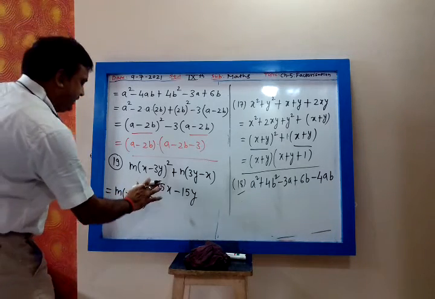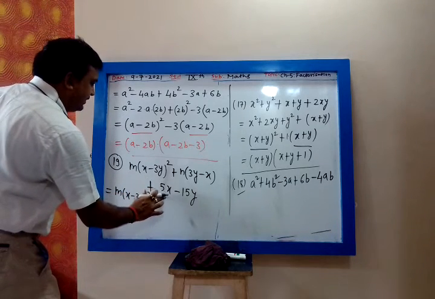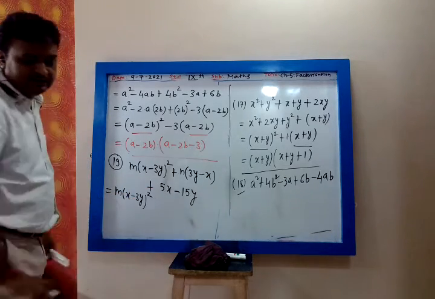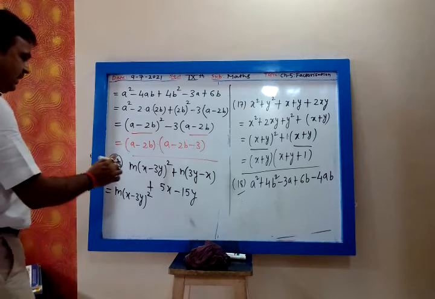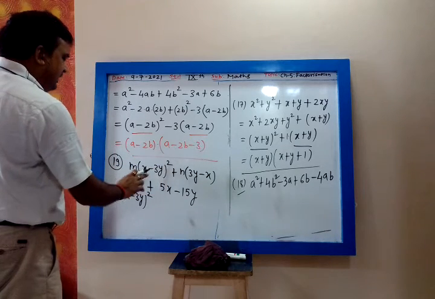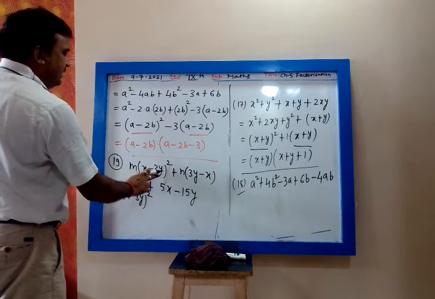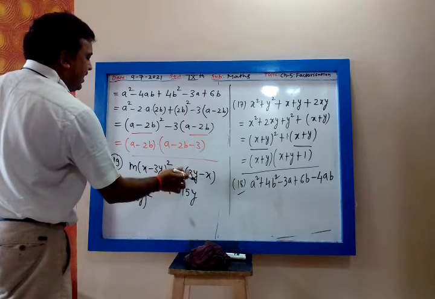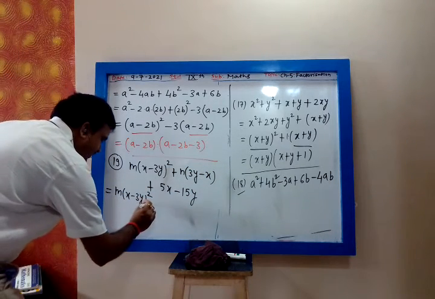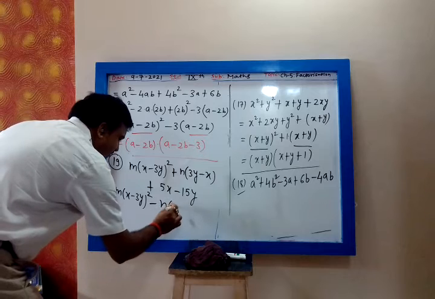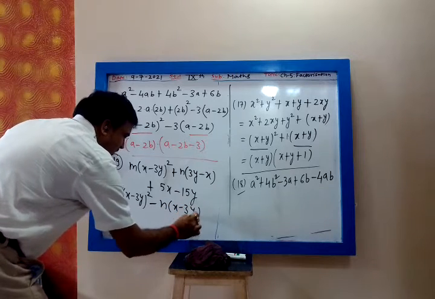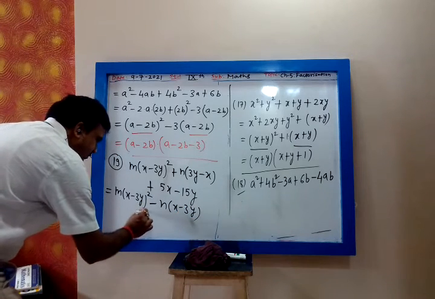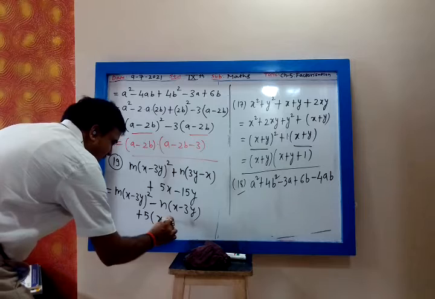Sorry, it is not 15x, it is 5x minus 15y. Now see, it is x minus 3y and it is 3y minus x. So when you write x minus 3y, the outside sign will change. So this is minus n into x minus 3y. Then in this 5 is common, then it is x minus 3y.